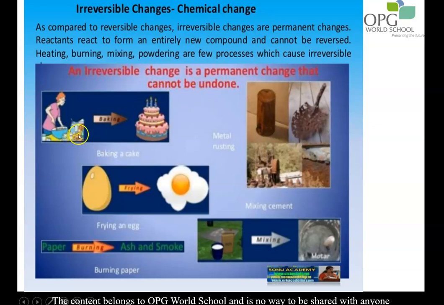So when your mother bakes a cake and once a cake is made, it cannot go back to the original ingredients. Similarly, when you break an egg and fry it, you cannot get the original egg back. Burning of paper is another chemical or irreversible change in which new substance, that is ash and smoke, is formed that cannot form the original paper back.